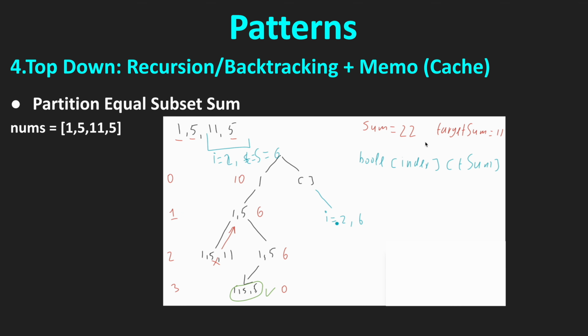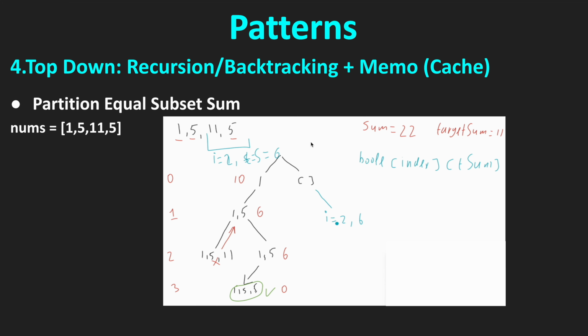So we need to find whether or not this array can be divided into two equal subsets, which means that the sums of those subsets will be equal to each other, right? So for example, let's say we have 1, 5, 11, and 5, and we can divide that into 1, 5, 5, and another one is 11. So 1 plus 5 plus 5 gives us 11. 11 is equal to 11, so we are returning true. Otherwise, we are returning false.